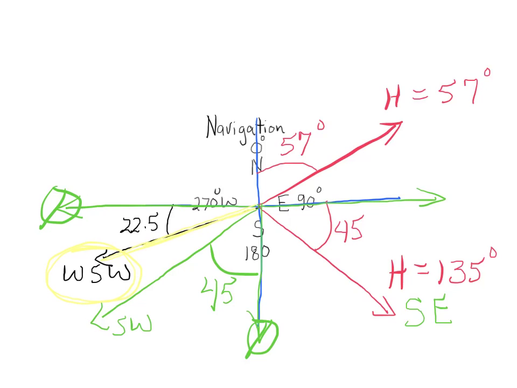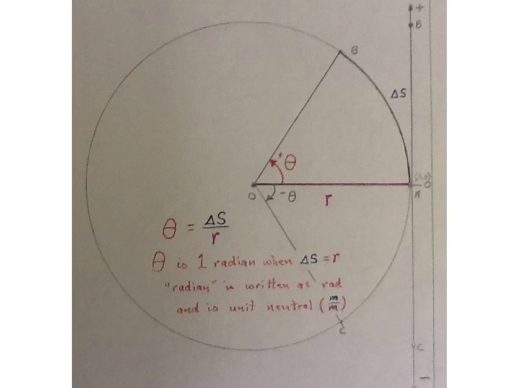Now, if I haven't confused you completely and totally, thoroughly at this point in time, stay tuned, because I will have another chance at it. So here we are. We've done DMS, we've done a little navigation. Now we're going to do radians. We're going to define that.